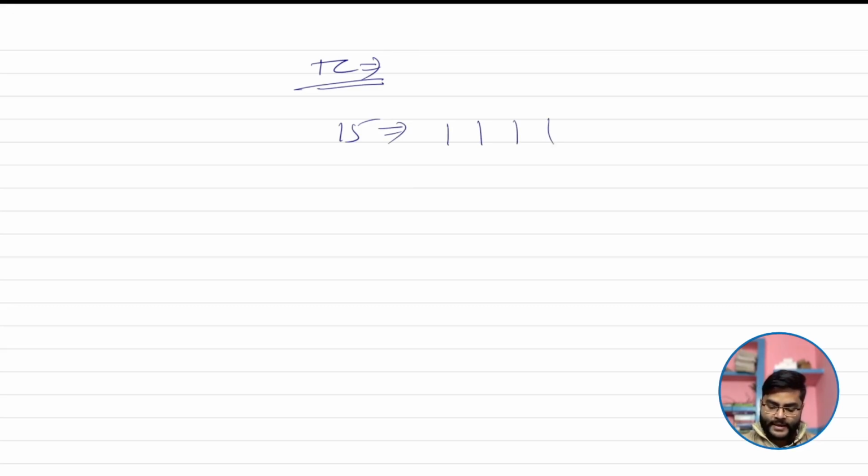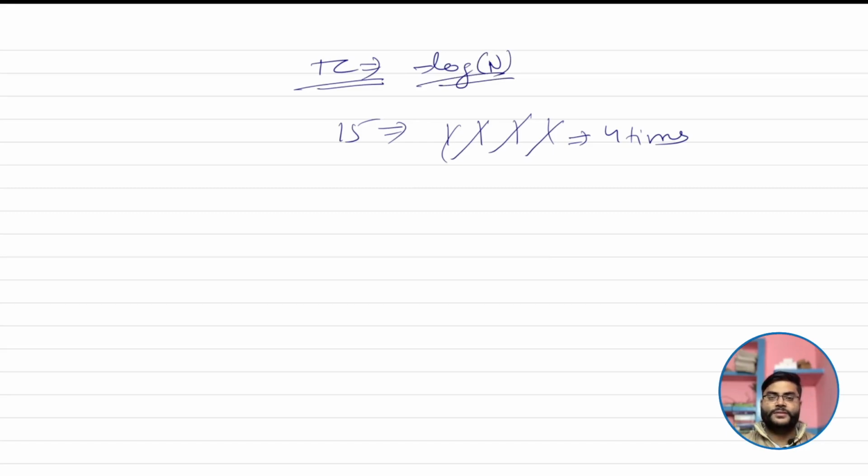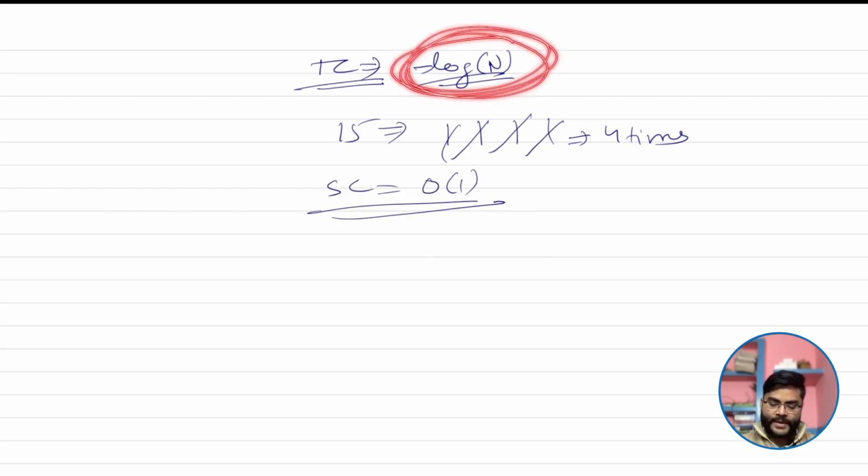In the worst case, I can iterate through this a total of 1, 2, 3, 4, four times. Roughly, it is nothing but order of log n times, where n is our 15. So it can run up to order of log n times in the worst case, and space complexity is order of 1 only. But this log n time can be optimized.